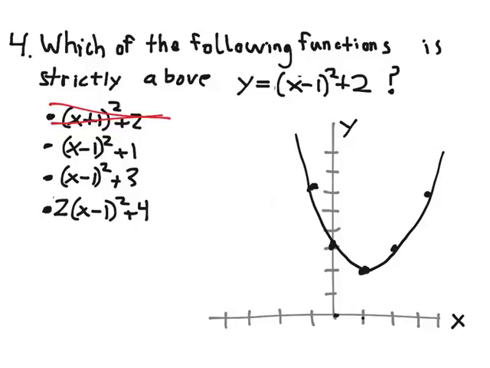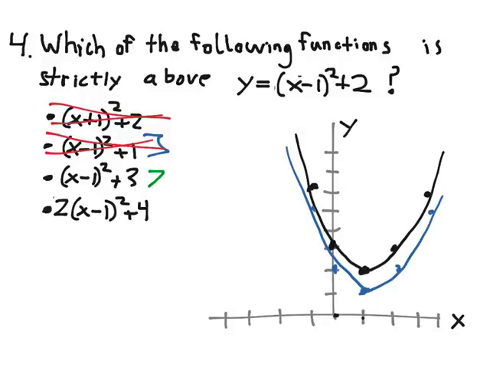Now let's try drawing this one. That's really just the same thing, but it's shifted down 1. So now this is my new origin, and over here are my points, and I can connect the dots. So you can see that this one is in fact strictly below the original function. So that's not what we want. And now let's try the third.